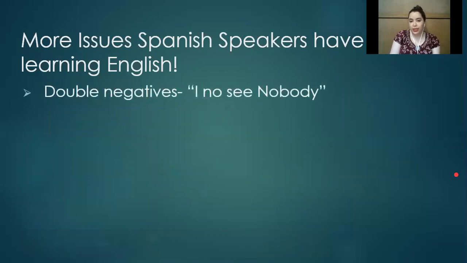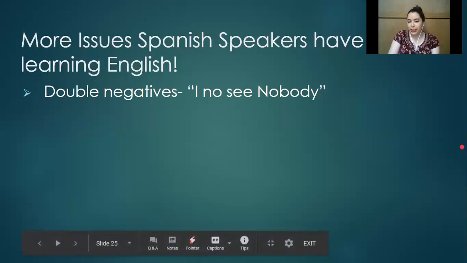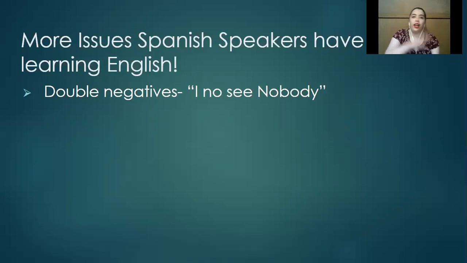So another issue that Spanish speakers might have is double negatives. In Spanish, they use double negatives a lot. If the sentence is negative, everything in the sentence is negative. Unlike in English, we wouldn't say, I don't see nobody. We would say, I don't see anybody. So when one thing is negative, we change the other thing to positive. So this is something that Spanish speakers might get wrong quite a bit.